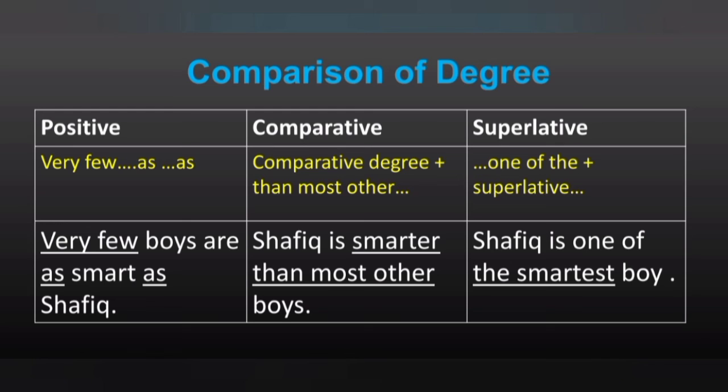Now let's change it into positive. "Very few boys are as smart as Shofik", because as I told you earlier, extreme qualities are always possessed by few people. That's why very few boys have this quality. They are as smart as Shofik. And without changing the meaning, if we follow these rules, we can easily change sentences from superlative to comparative, comparative to positive, or from comparative to superlative as well.